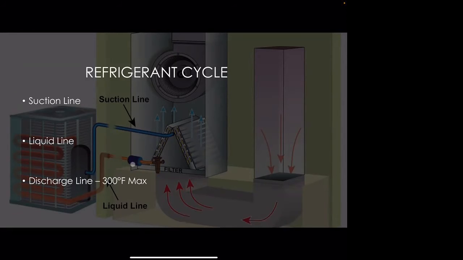Biggest thing that I want everybody to know is that as that refrigerant comes out of that compressor at the discharge line, 300 degrees Fahrenheit is our recommended max. Some manufacturers recommend a little less, but keep in mind if you want to check that temperature there, you can. And that is 300 degrees max coming out of that discharge.